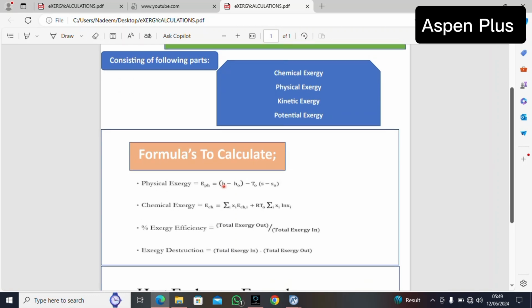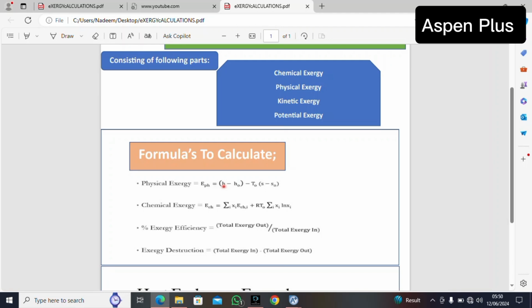If we see the physical exergy formula, here H is the enthalpy of a stream at given condition, H naught is the enthalpy of a stream at reference condition, T naught is the reference temperature, and S minus S naught is the entropy difference. Here in chemical exergy, Xi is the mole fraction, E_chi is the standard chemical exergy of a component, R is the ideal gas constant, and T naught is the reference temperature.